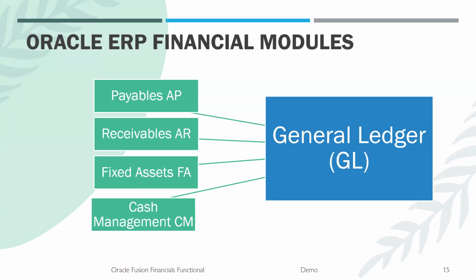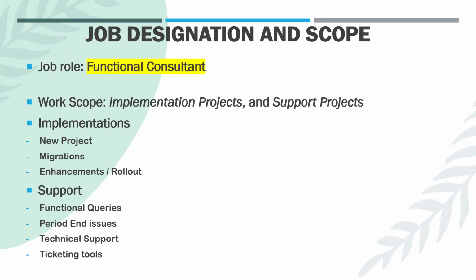Our whole training will cover all these financial modules: general ledger, account payable, account receivable, fixed assets, cash management, and expenses. These are the 6 modules we are going to cover. Our job role is functional consultant.